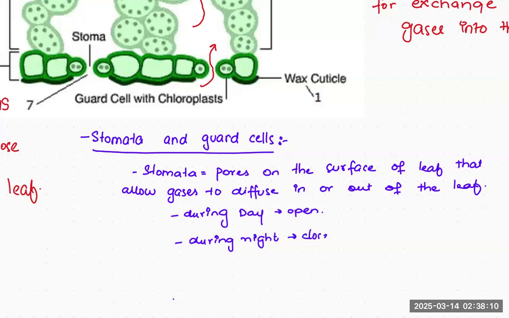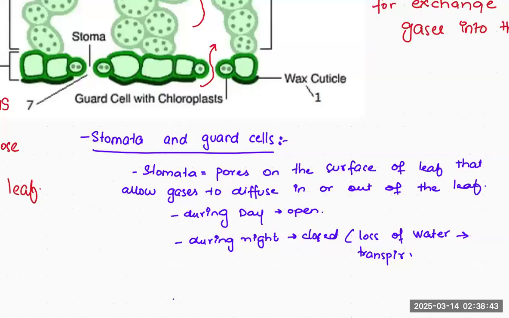And it will also prevent loss of water. If the stomata are closed, water will not be able to diffuse out, because through the stomata it's not just the gases that move out, but water vapors can also move in and out. We call that transpiration. I'll teach you more about transpiration in the topic of transport. We call the evaporation of water from the leaf transpiration. So closing the stomata will minimize transpiration.